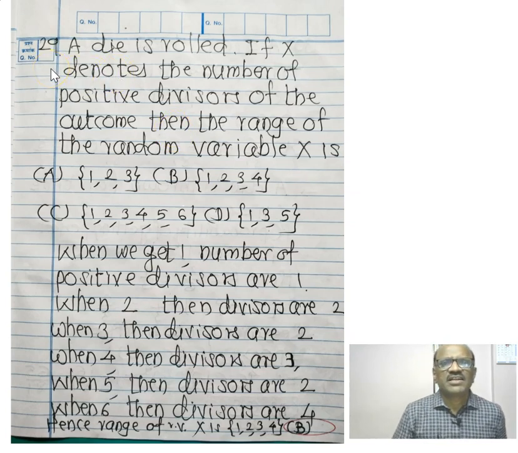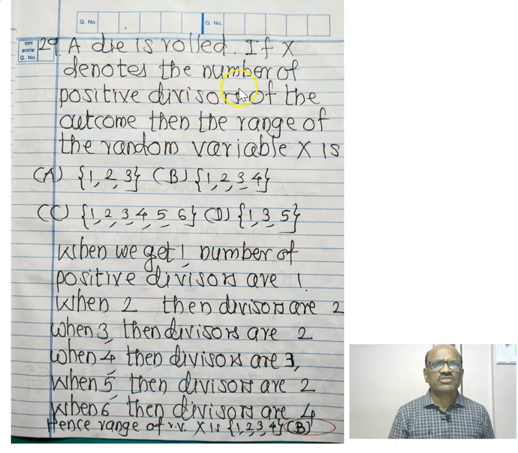Question number 29. A die is rolled. If x denotes the number of positive divisors of the outcome, then the range of the random variable x is what? The options are: first, 1, 2, 3; second, 1, 2, 3, 4; third, 1, 2, 3, 4, 5, 6; and last, 1, 3, 5. Now see this.